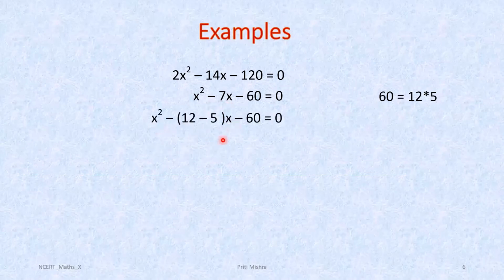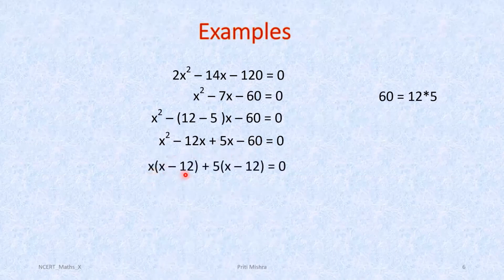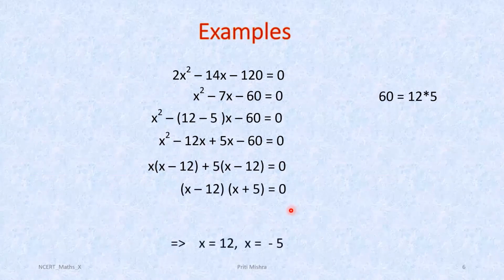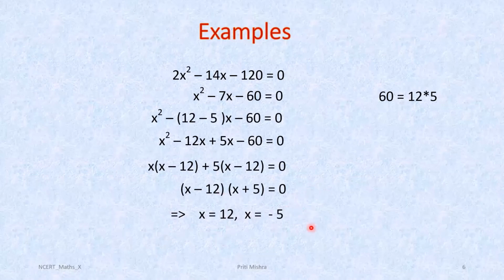Then after simplification, x square minus 12x plus 5x minus 60 is equal to 0. From these two terms, you can see x is common here. And from these next two terms, we are having 5 as common. So it will be x into x minus 12 plus 5 into x minus 12 is equal to 0. So in the next step, we are having x minus 12 and x plus 5 equal to 0. Means x is having 12 and minus 5 as its roots or values.